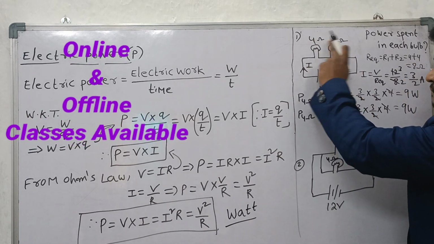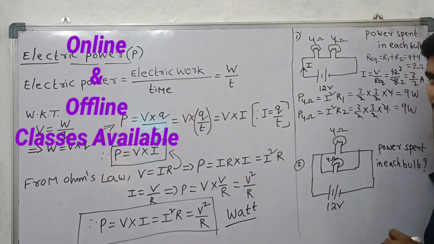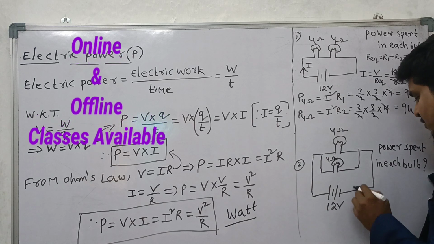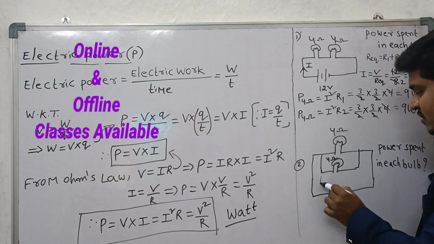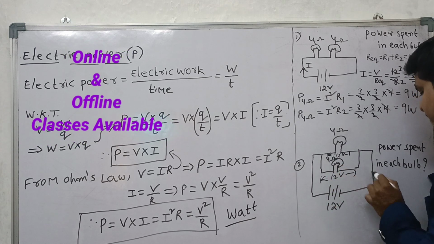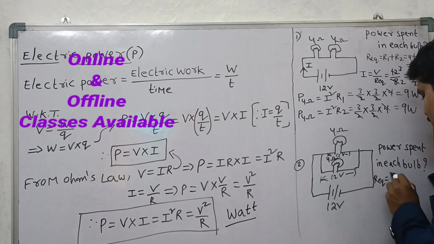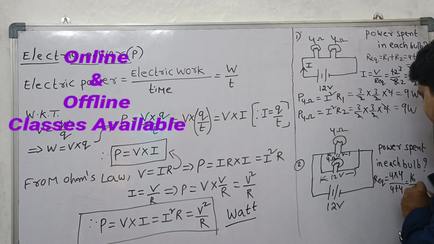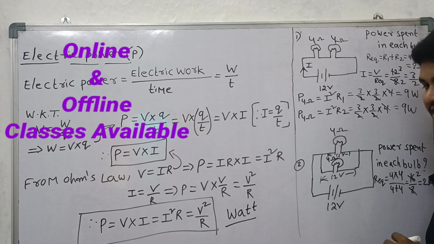See here, 4 ohm and 4 ohm in series combination. Here also 4 ohm and 4 ohm in the parallel combination. In each and every combination I am finding the power. So in the parallel combination, what will be constant? These are connected in parallel, that's why voltage will be constant, 12 volt. Here also 12 volt. So in the parallel combination, how to find R equivalent? R1 into R2 by R1 plus R2, that is 4 into 4 by 4 plus 4. So 16 by 8, 8 in 16, 2 times. You got 2 ohm as the equivalent resistance.